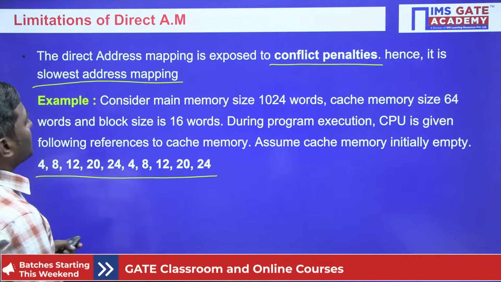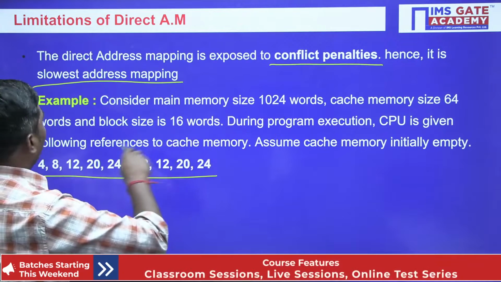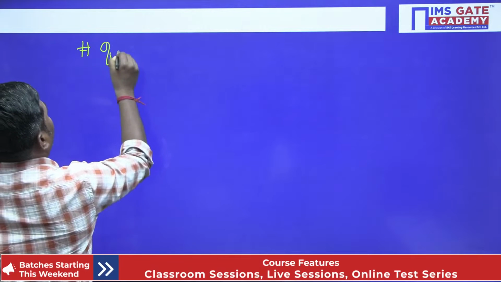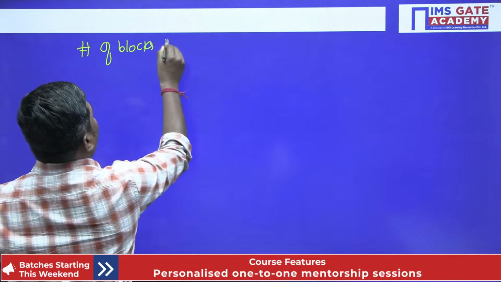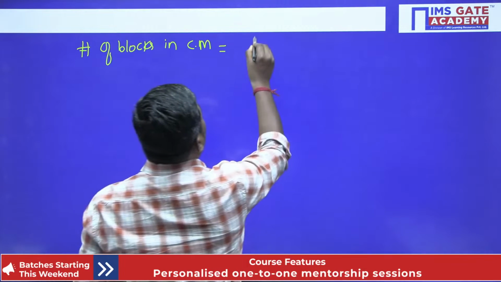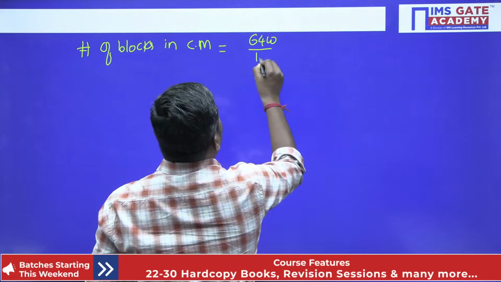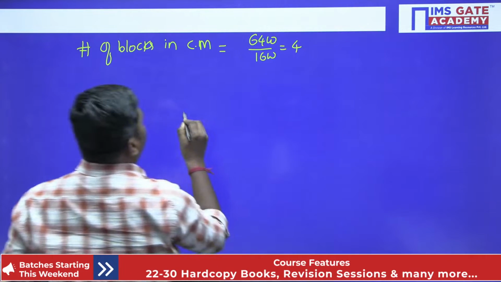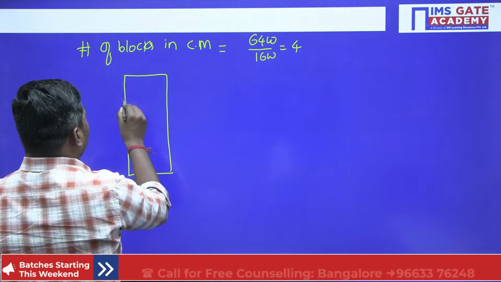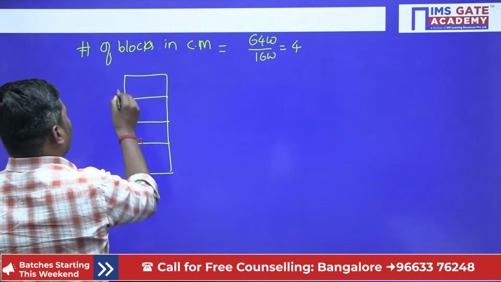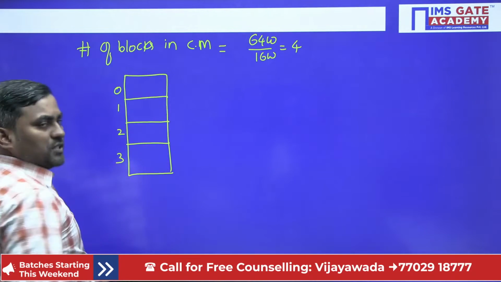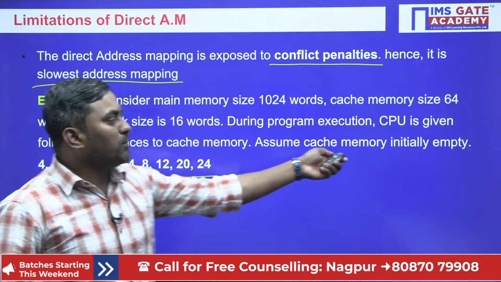Now see, the cache size is 64 words and the block size is 16 words. Now I want to know the number of blocks in cache memory. So 64 words divided by block size 16 words will be 4. Understand, now 4 cache blocks are there: block number 0, block number 1, block number 2, block number 3, which are initially empty. Assume cache memory is initially empty.